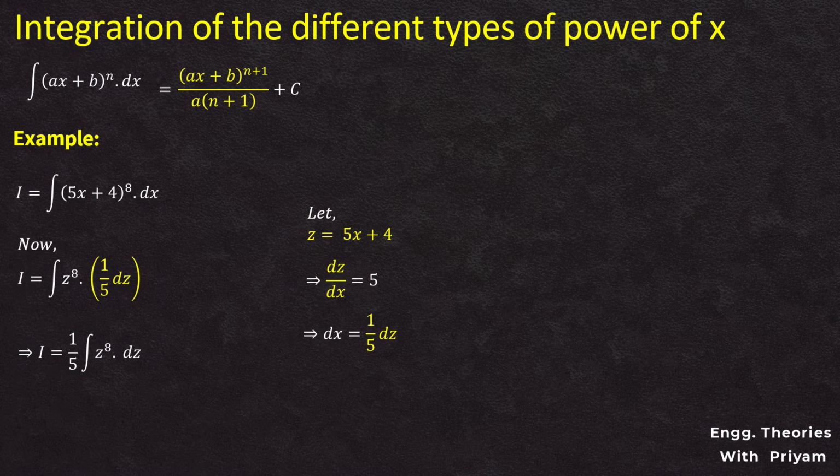Now the integration of z to the power 8 is similar to the integration of x to the power n, which will result in z to the power n plus 1 divided by n plus 1, and the integration will look like 1 by 5 z to the power 9 divided by 9 plus the integration constant c. Now we need to replace 5x plus 4 in the place of z. Then the integration will look like 1 by 5 into 5x plus 4 to the power 9 divided by 9 plus the integration constant c.